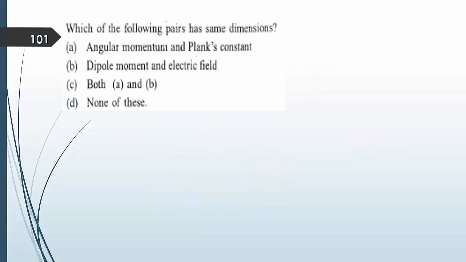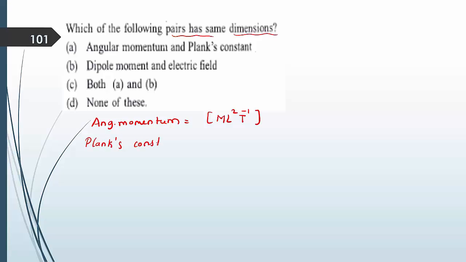Question number 101. Which of the following pairs has the same dimension? Two pairs are given here: angular momentum, Planck's constant; dipole moment, electric field. So which pair has the same dimension, that we have to calculate. See here, the first pair, angular momentum, has the dimension, I am going to write it directly, M L square T raised to minus 1. The second term is Planck's constant. Planck's constant has the dimension M L square T raised to minus 1. Both are the same here. Both have the same dimension.